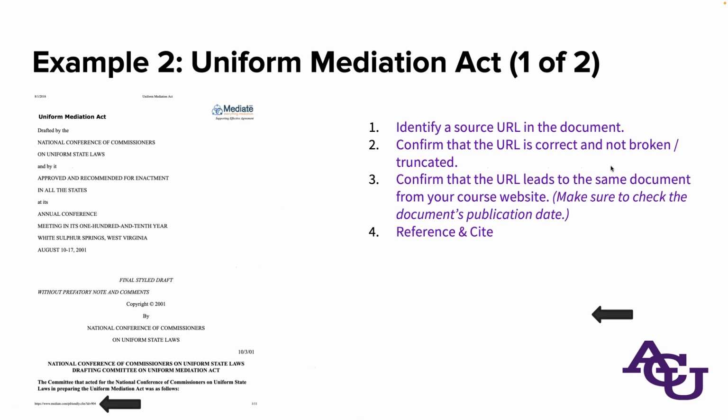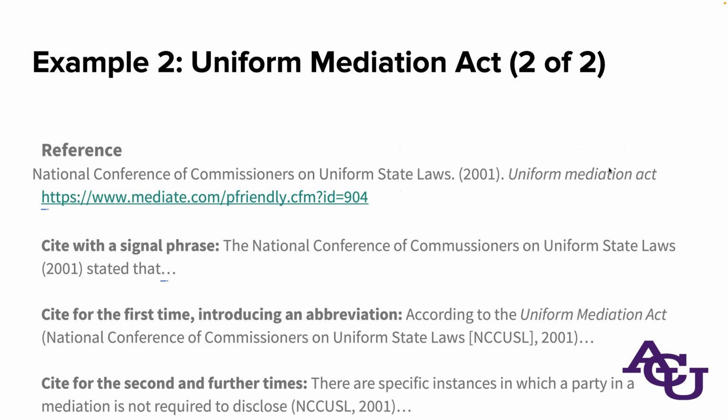Let's look at a second example. So this is the Uniform Mediation Act, and we see at the bottom they include a URL. Okay, so we want to check and make sure that the URL actually works. Takes us where we're supposed to go, takes us to the same document. And then we go ahead and check. Okay, what's our author name? National Conference of Commissioners on Uniform State Laws. What's the title? The Uniform Mediation Act. When was it published? 2001.